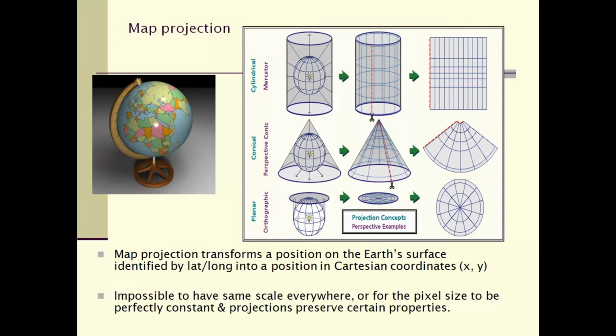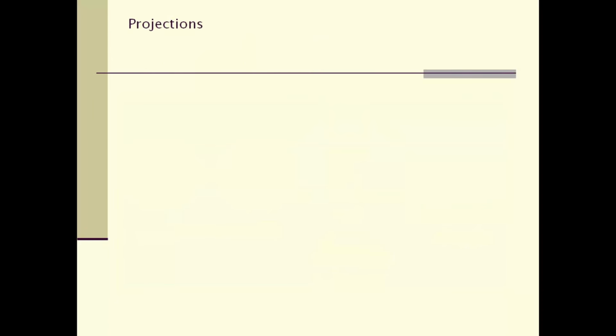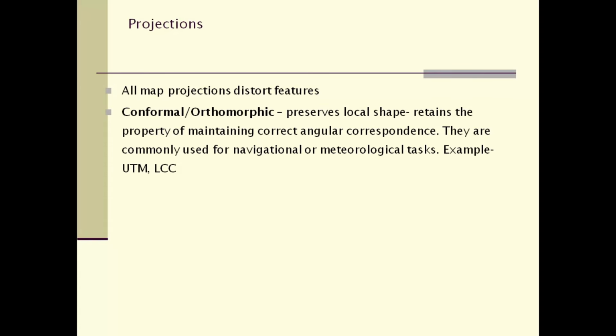So please remember that currently we use cylindrical, conical or planar projection systems to represent a GIS map, and it is impossible to have the same scale everywhere and the pixel size to be perfectly constant and preserve certain properties that depend upon the type of projection you are using. So these things you should keep in mind: all map projections distort features. That is the first thing you should know.